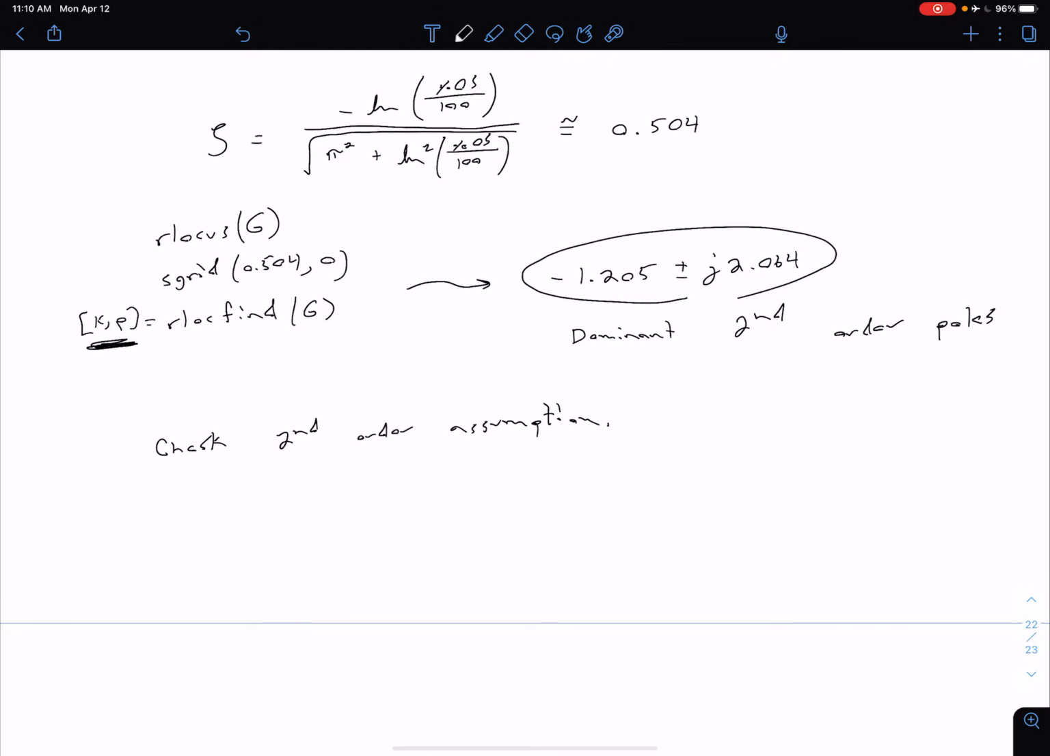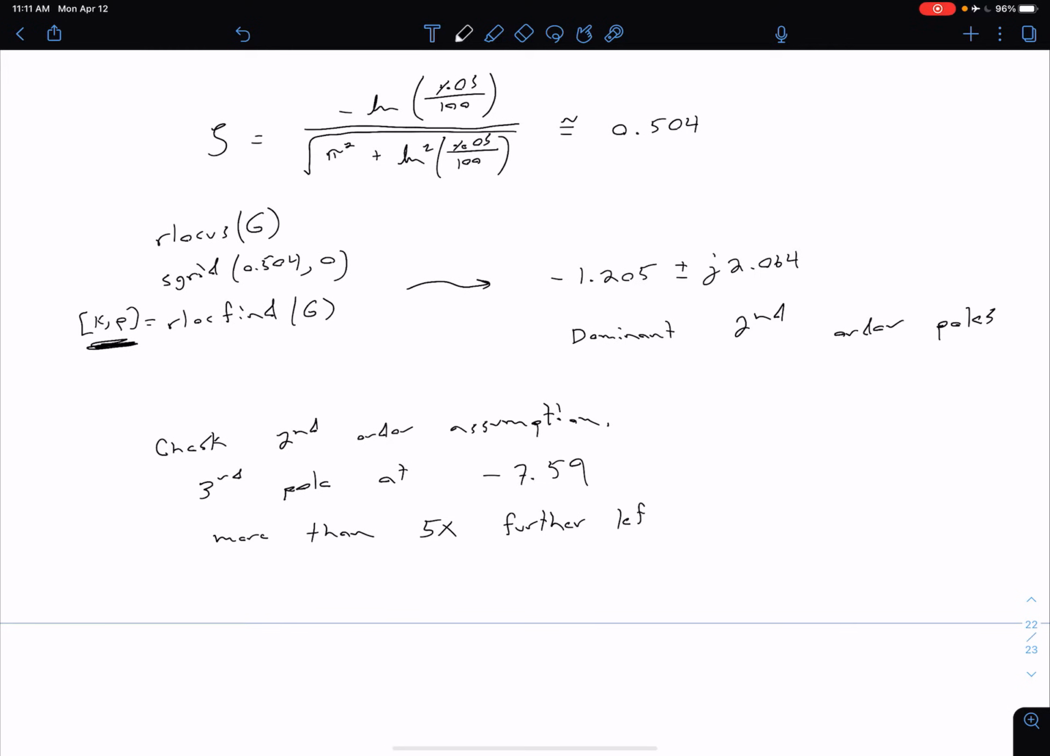And so 2 of the entries are going to be these, and then our third entry, it turns out, is going to be at approximately negative 7.59. And so remember, when we're determining if our second order approximation is good enough, our general rule is that we say if it's more than 5 times further left, then we can use our second order equations. So more than 5 times further left, and in this case we're comparing the negative 7.59 to the real part of our dominant poles.